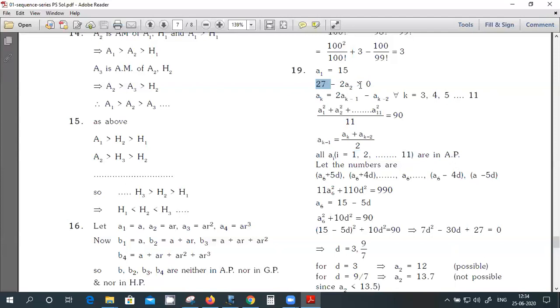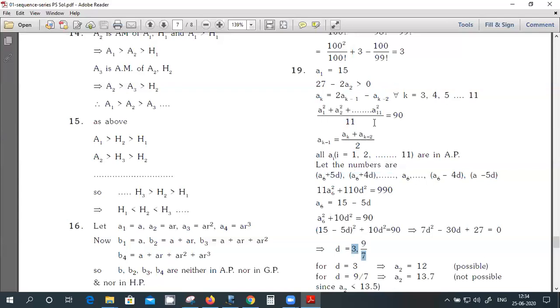He has given this one, right? A1 is 15, so A2 is less than 27 by 2, that is less than 13.5. So this implies that D is negative, so the value is decreasing. That's what is happening here. A6 plus 5D, A6 plus 4D, right? And here it will happen that D is positive, right?